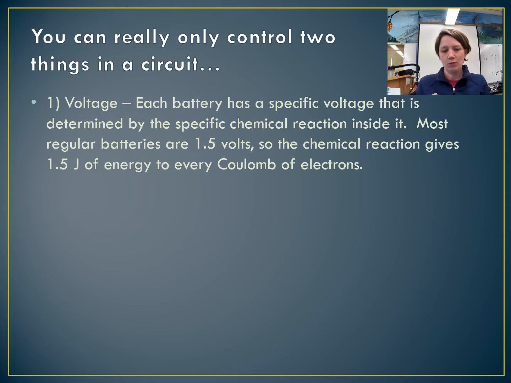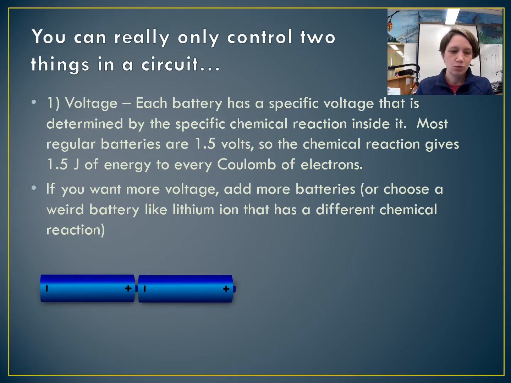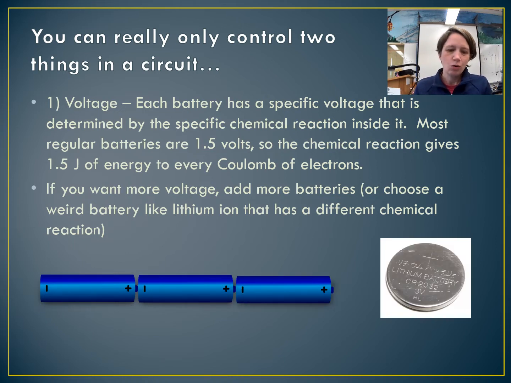And if you pull out a regular round battery, most of those say 1.5 volts. That tells me that the chemical reaction inside that battery gives 1.5 joules of energy to every coulomb of electrons. So how would an engineer control the voltage in a circuit if most batteries have the same voltage? Well, you could put multiple batteries in your circuit. That's going to change the voltage. Or you could pick one of those expensive batteries that has a different amount of voltage based on the fact that it has different chemicals inside.